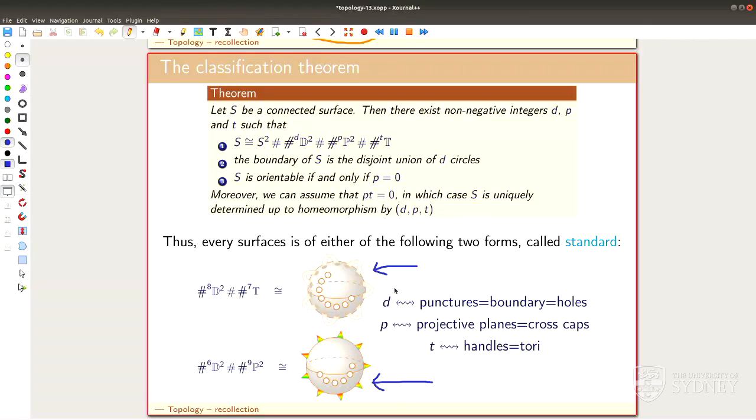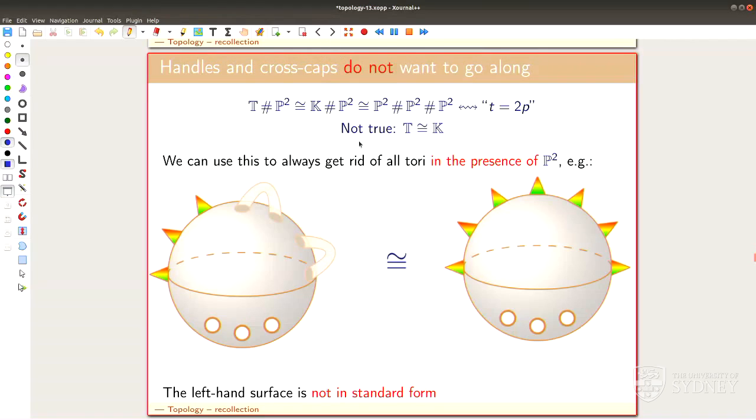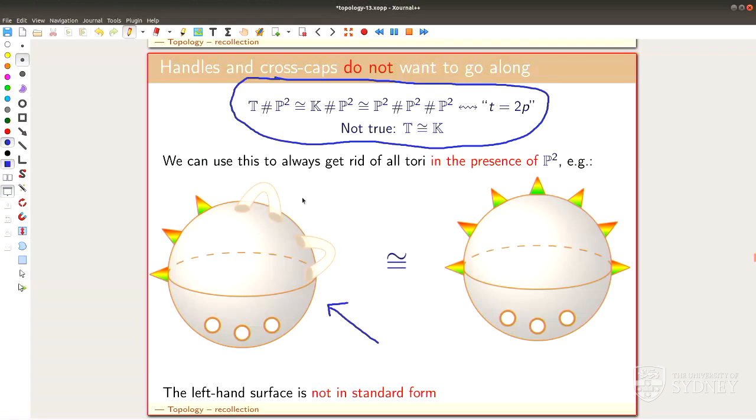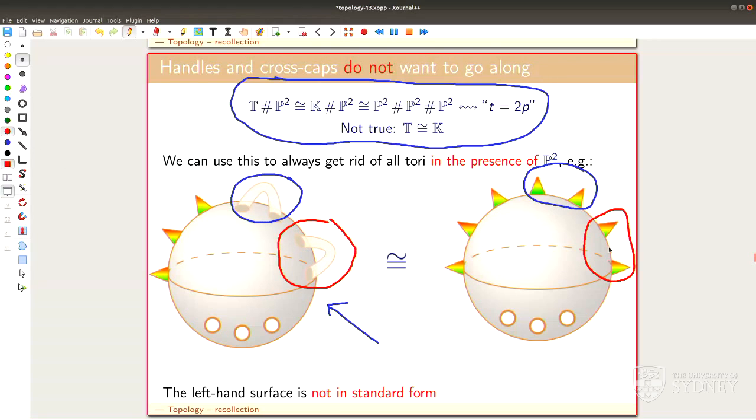That's why t. And remember why we did that actually is this magic formula here, that whenever you have a projective plane and you put a torus next to it, the torus turns actually into a Klein bottle, which spits out two projective planes again. So whenever you have a picture like this that is not in standard form, you can replace every little handle with two little cross caps, with two little projective planes by this magic formula. And that's how we can always get rid of handles.